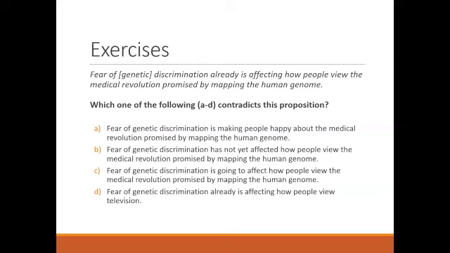B says, fear of genetic discrimination has not yet affected how people view the medical revolution promised by mapping the human genome. So, obviously, the key difference here is that in this proposition, it has not yet affected people's view, whereas the top sentence says that it already is affecting. If something has not yet affected how people view it, then it cannot already have been affecting them. Therefore, if sentence B is true, the sentence at the top must be false. And therefore, B contradicts the sentence at the top.